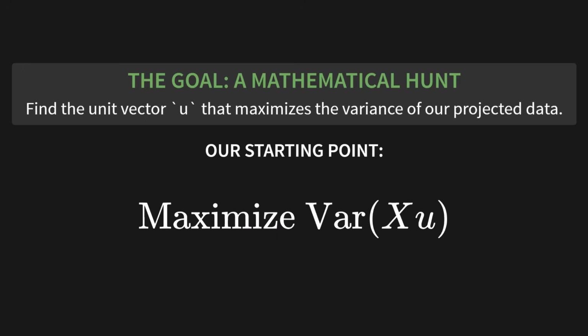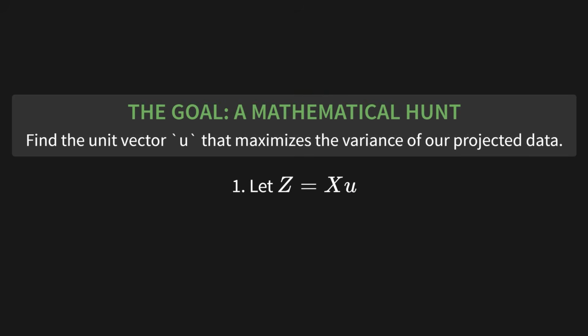Our starting point is this simple expression. Maximize the variance of Xu. Okay, let's start the hunt. We'll take this step by step. First, let's just give our projected data a name. Let's say z equals Xu. Easy enough. Second, let's use the textbook definition of variance.